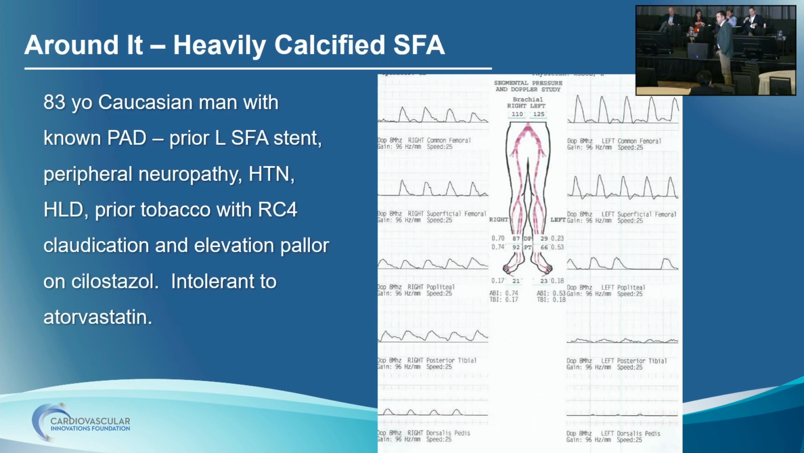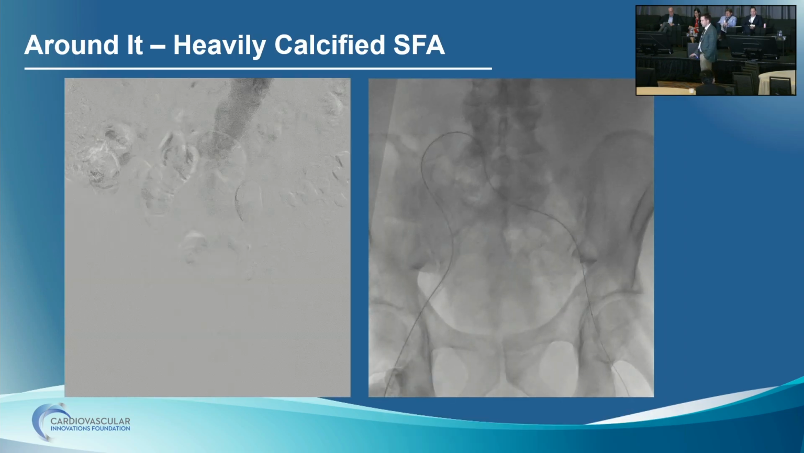So, without further ado, here's an 83-year-old gentleman who's had prior stents in his SFA. He has peripheral neuropathy, and he now has Rutherford class 4 rest pain. You can see his severely reduced toe pressure of 20 bilaterally and reduced TBI. He's been intolerant of cilostazol and has elevation pallor in clinic, so we opted to take him for an angiogram. Never a great sign for the up and over, right?